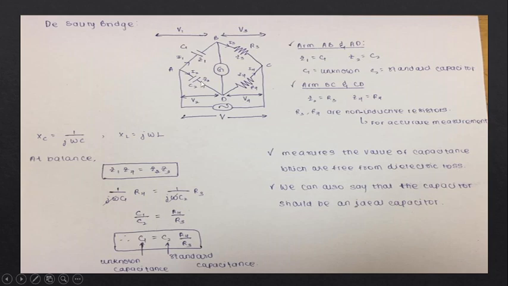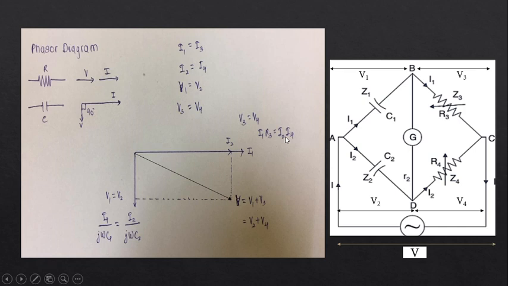Otherwise, there is another version of Sauty bridge, which is called the modified Sauty bridge, which is used when the capacitor is not ideal. So if we are to talk about the phasor diagram of the Sauty bridge, before going to it, we have to know that for resistors, the voltage and the current are in the same phase, and for a capacitor, the voltage lags the current by 90 degrees.